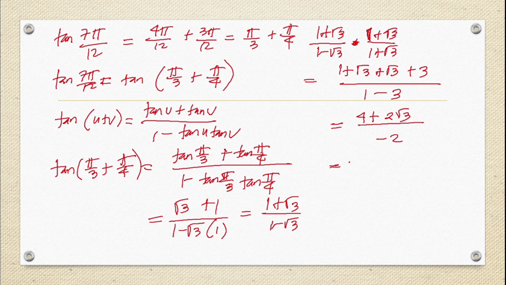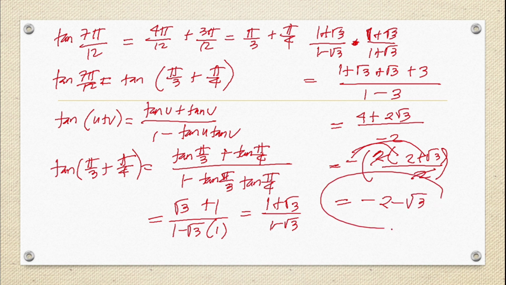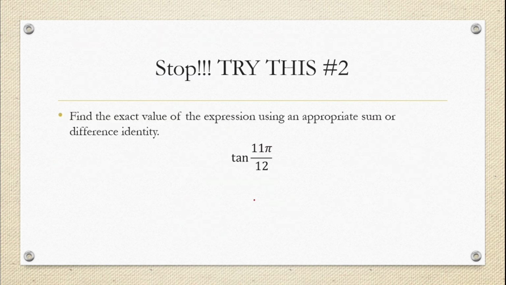So we have to factor this part. We extract the negative, and we have 2 times (2 plus the square root of 3) over 2. Alright, so cancel this part. If we distribute the sign again, we get negative 2 minus the square root of 3. So this is the answer for tangent 7 pi over 12. Okay, so we are done with this problem. Stop, try this number 2.